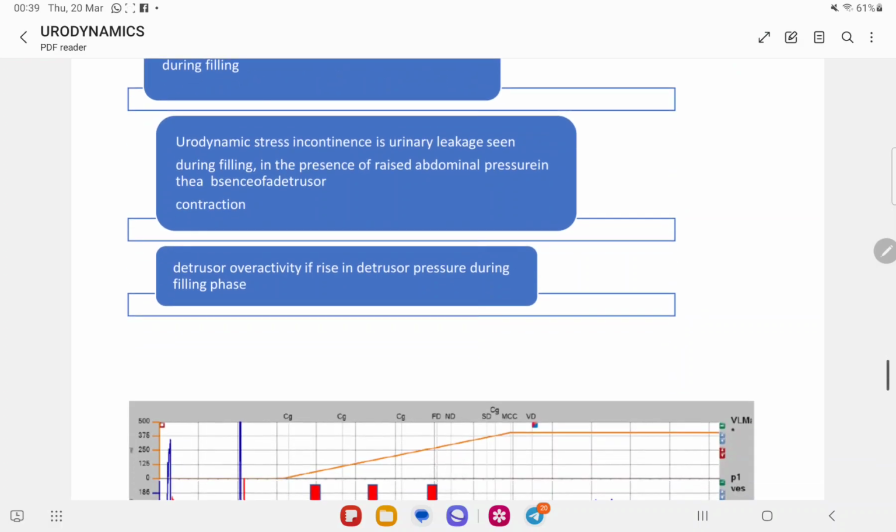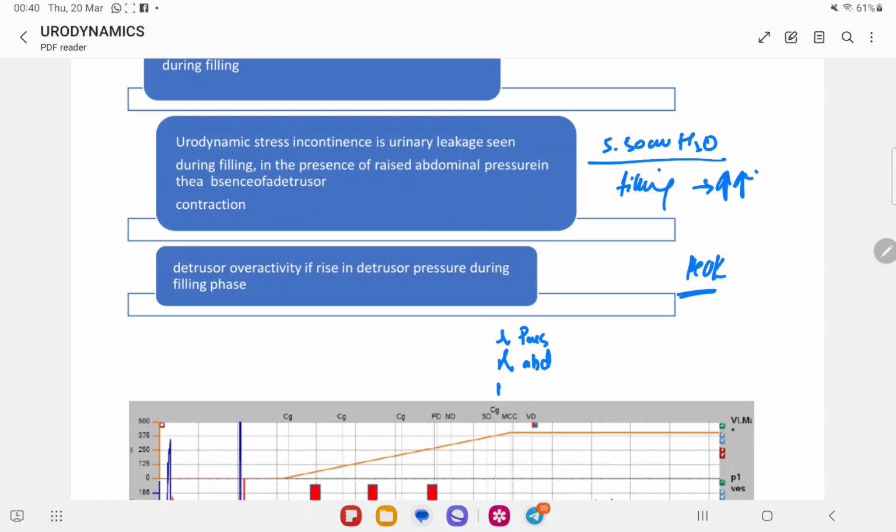Now the stress incontinence. In stress incontinence also the detrusor pressure is not rising. There will be a rise in the abdominal pressure along with the vesical pressure. Both the pressures are normally 5 to 50 centimeters of water. If during the filling phase they go above this, along with the leakage of urine, along with the leak. So what is the difference between stress urinary incontinence and cough? I will be showing that in a while, but take this concept for now: whenever you ask the patient to cough, there will be a rise in the vesical pressure and a rise in the abdominal pressure, but there will be no leak.